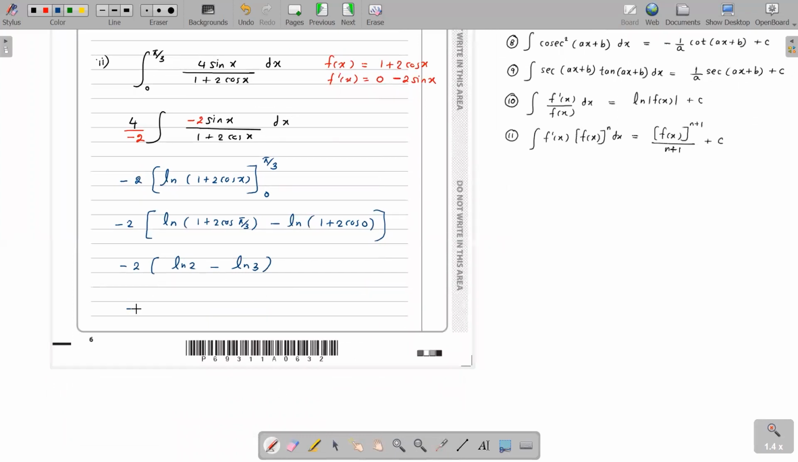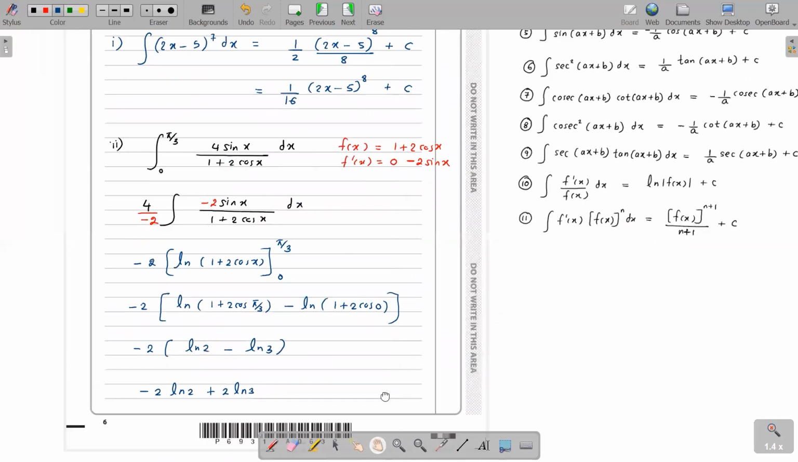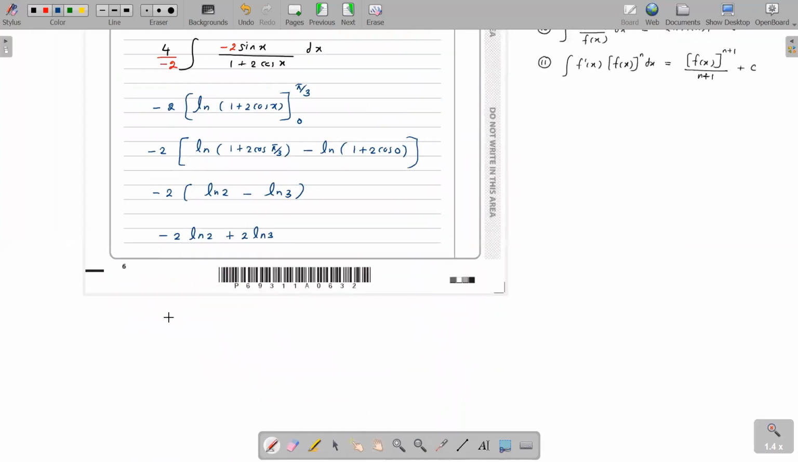So I get minus 2, and opening the bracket, minus 2 ln 2 plus 2 ln 3. Then we multiply with minus 2. Your answer needs to be a single logarithm, so how do we make it a single logarithm? There are many ways of proceeding from here. A subtraction of two logarithms is a division under a single logarithm. I prefer to keep a positive 2 out here and get ln 3 minus ln 2.